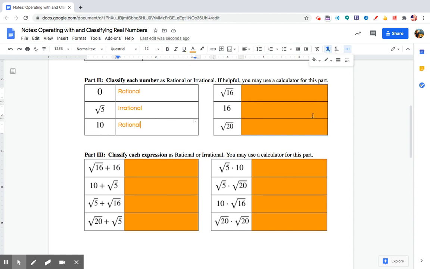All right, can you handle these three numbers on the right? Classify those numbers as rational or irrational. Put the video on pause. If you want to grab a calculator, that could be helpful. And then come on back.